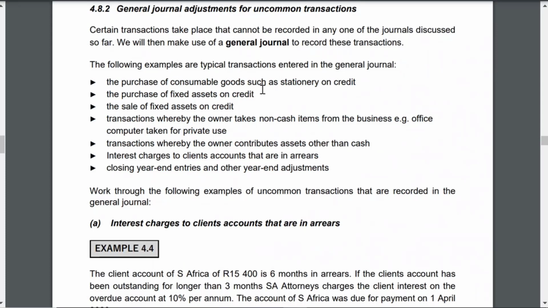The purchase of consumable goods, such as stationery being bought on credit, purchase of fixed assets on credit, sale of fixed assets on credit, transactions whereby the owner takes non-cash items from the business, so e.g. office computer taken for private use, transactions whereby the owner contributes assets other than cash, interest charges to clients' accounts that are in arrears, closing year-end entries, and other year-end adjustments.